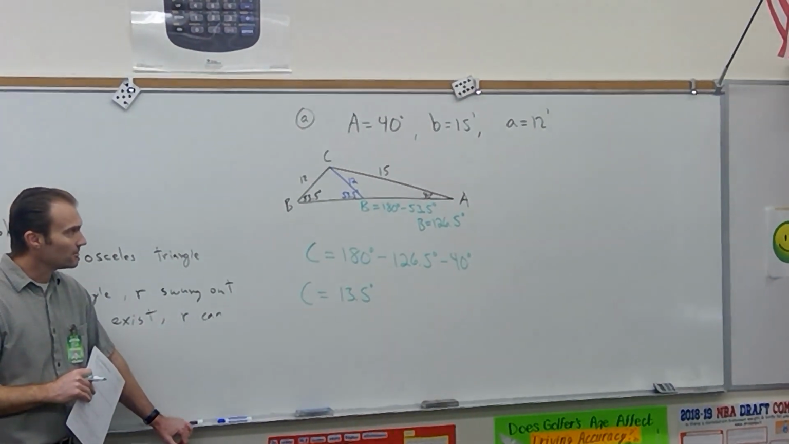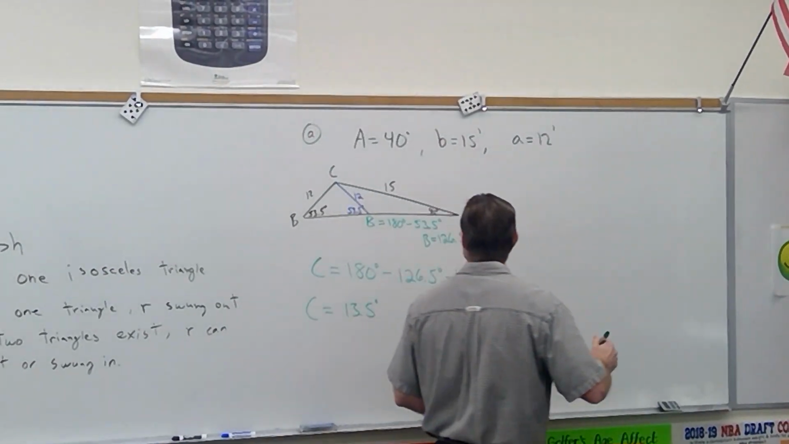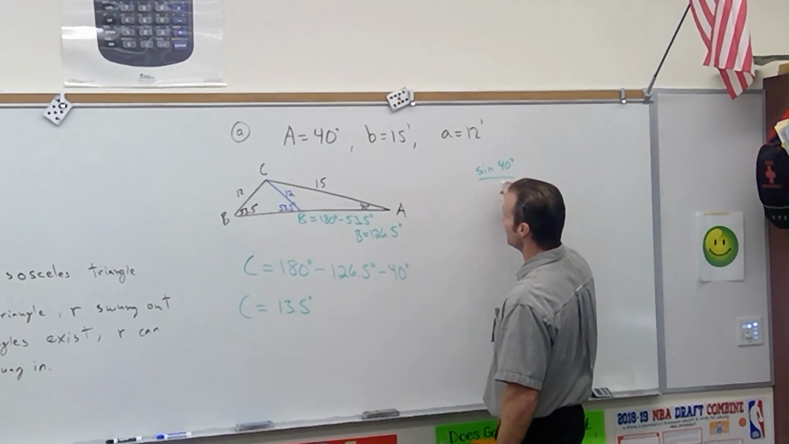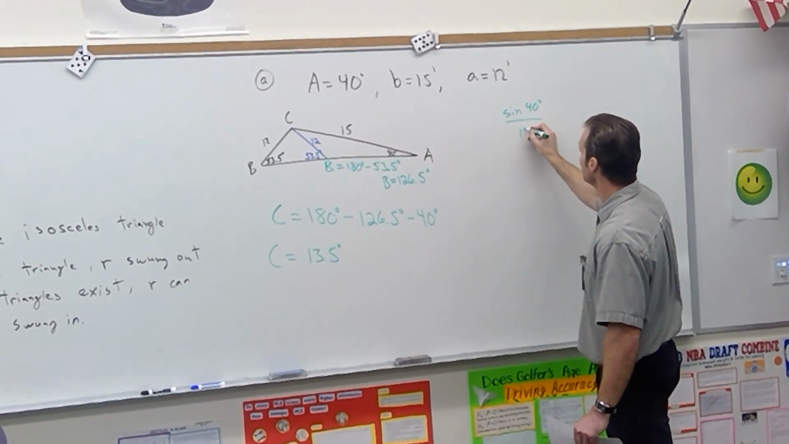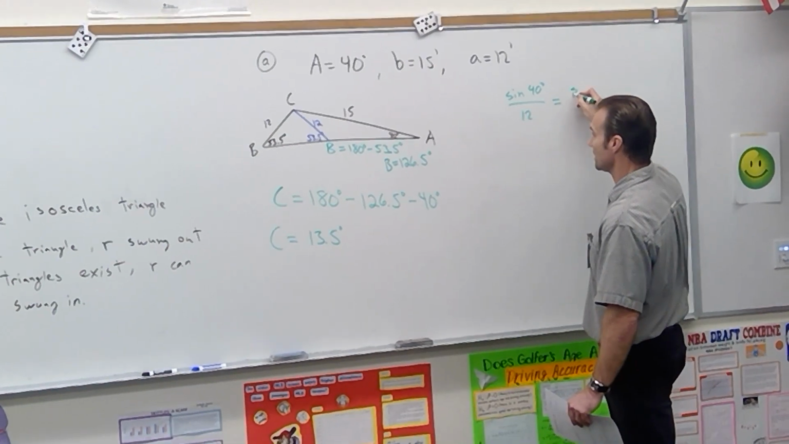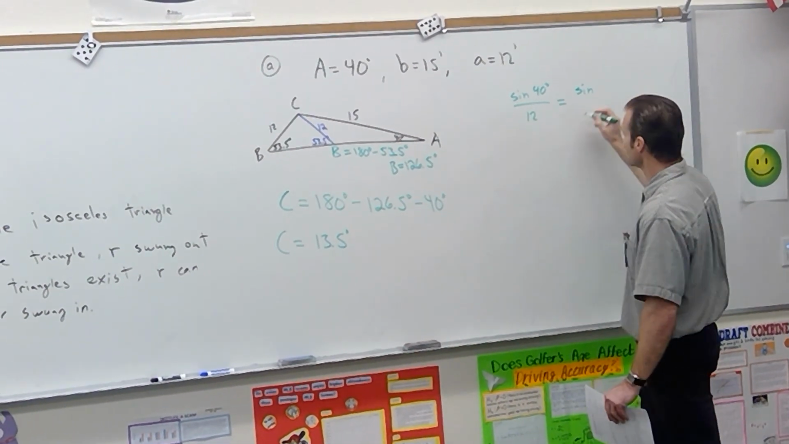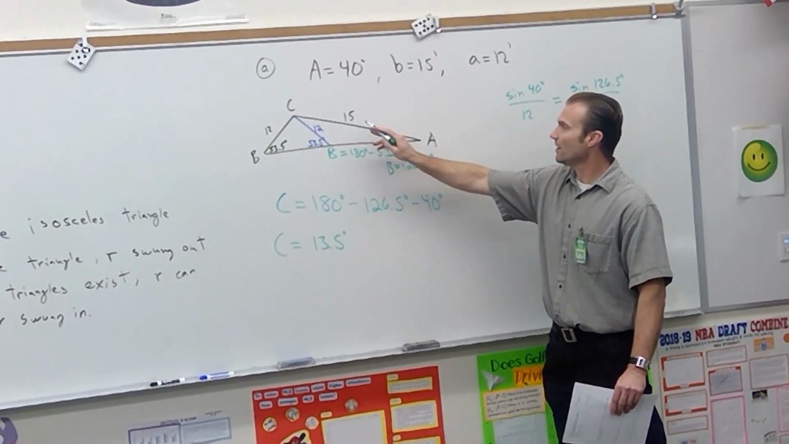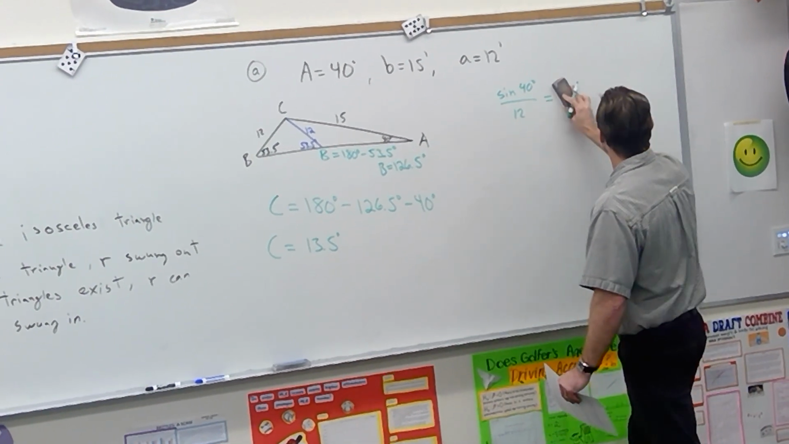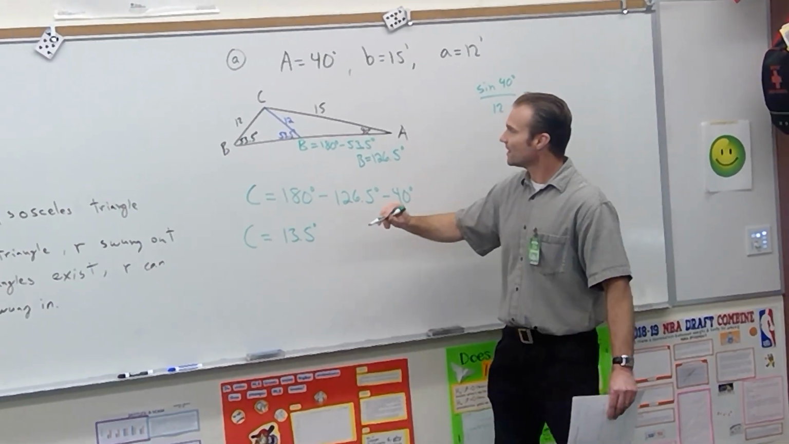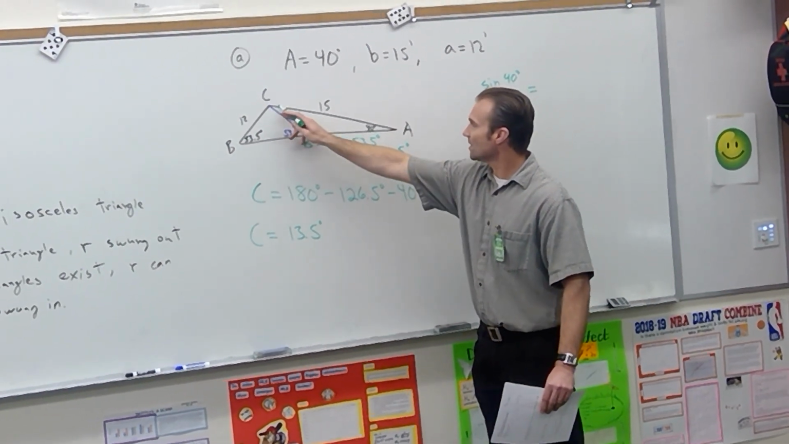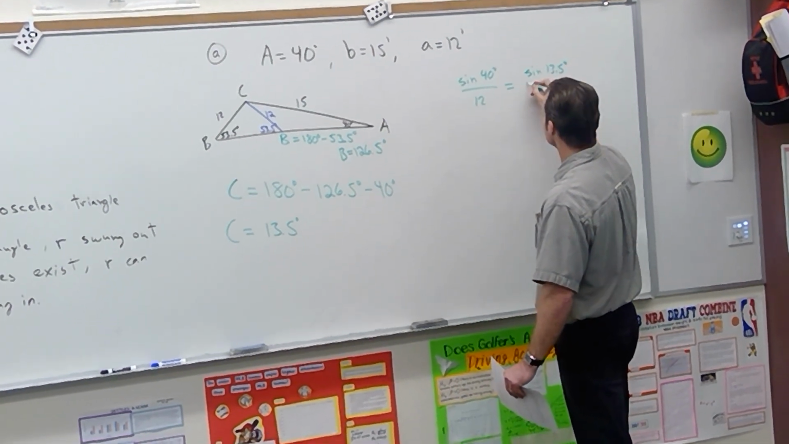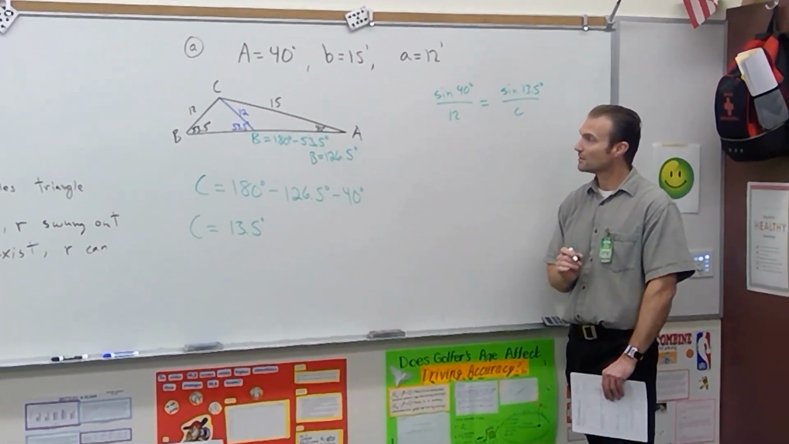Now for my sides, I'm going to use the law of sines. So sine 40 degrees divided by the opposite side, 12, will equal sine of 126.5 degrees divided by, oh, I already have the 15. Didn't need to do that. We just have to find the side here, which is opposite angle C. So sine of 13.5 degrees over C. Solve that for our last bit of information.